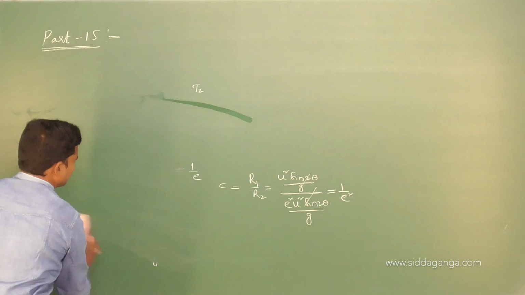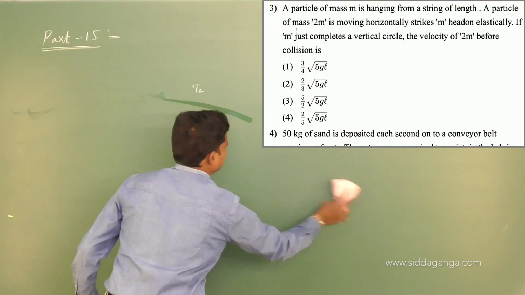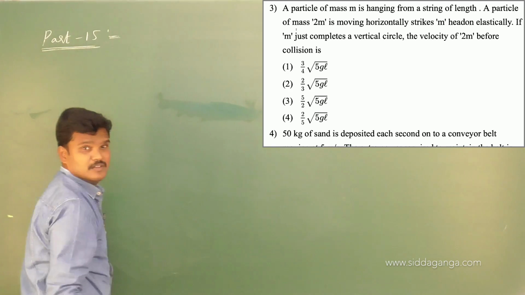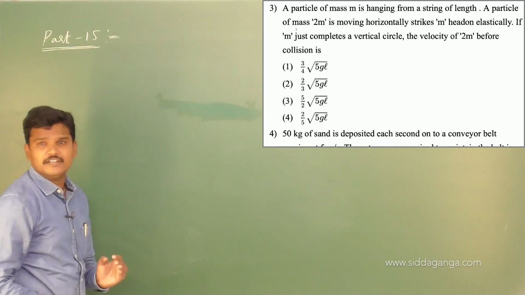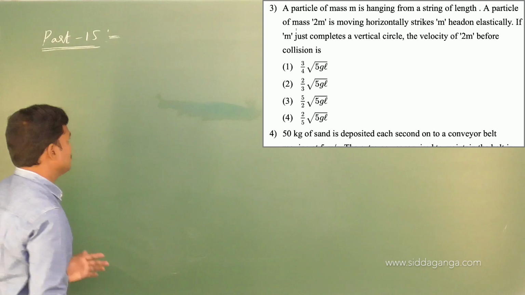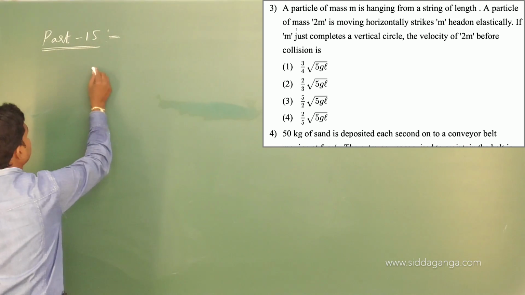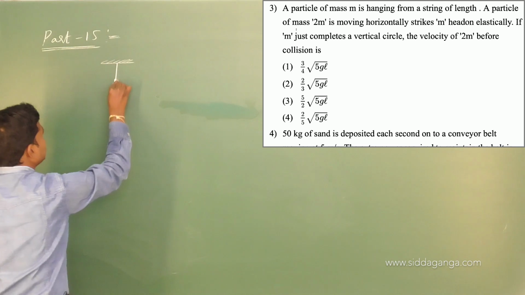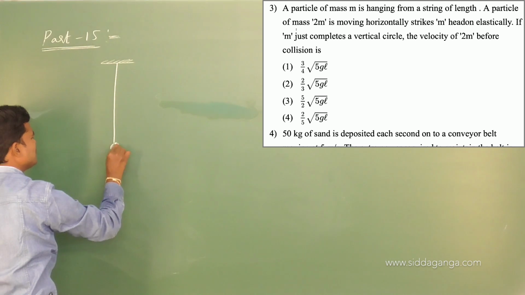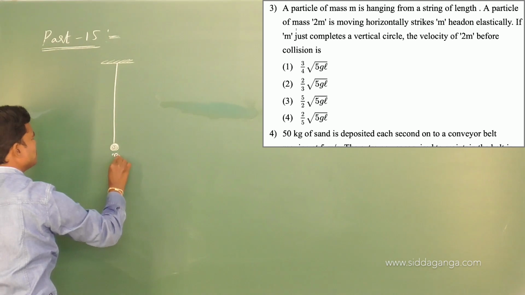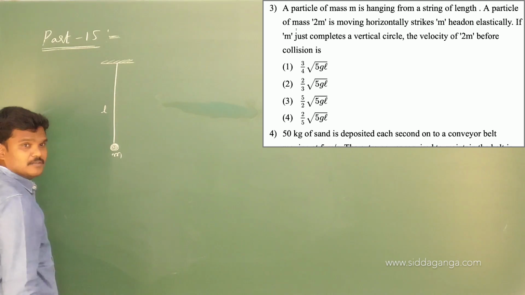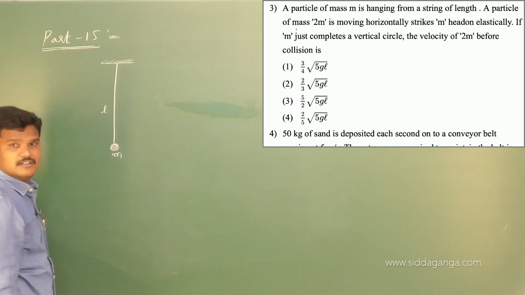They are given a particle of mass m hanging from a string of length, let us suppose L is the length of the string. This is the particle whose mass they gave, m. Length is, let us suppose, L, because in the options there is an L.